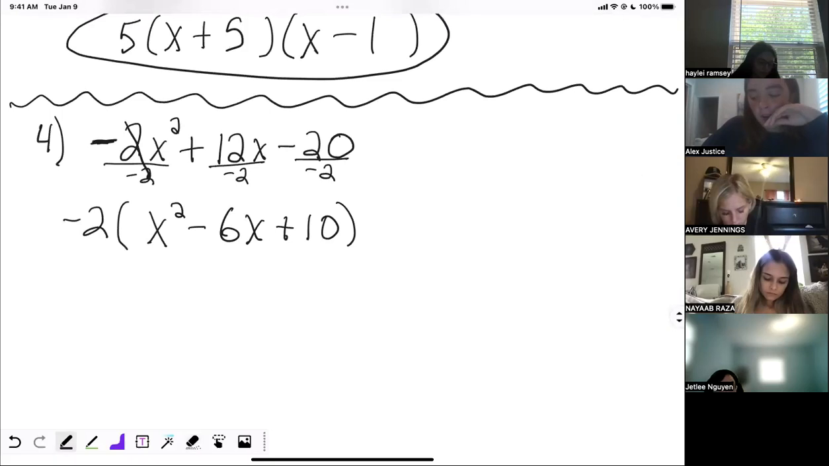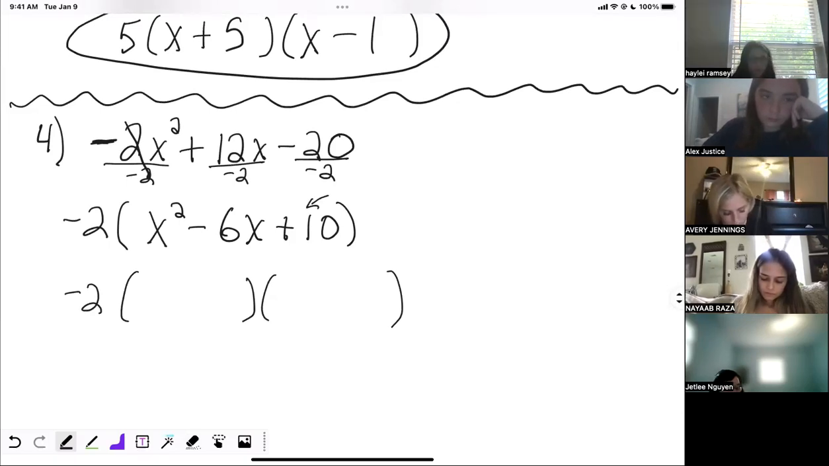So then we're going to come down here and see if we can factor it. By the way, if you can't factor what's left behind, you're done. That's your answer. It'd just be -2 times that polynomial. But let's see if we can factor it.